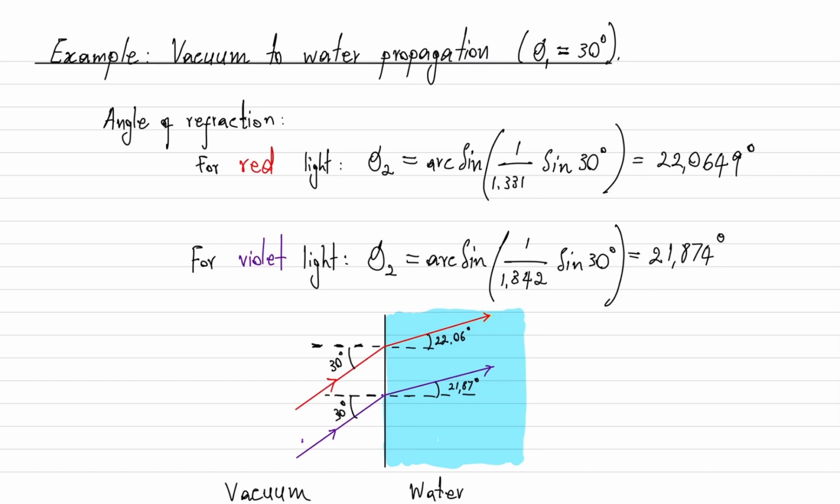So notice these two lights, they came in at an angle of 30 degrees, hence they were parallel. But notice upon entering water, they're no longer parallel. This is traveling at an angle of 21, this is traveling at an angle of 22. So they're slightly diverging. This diverging or this spreading is known as dispersion. This idea is known as dispersion.